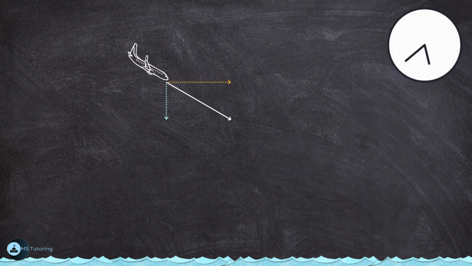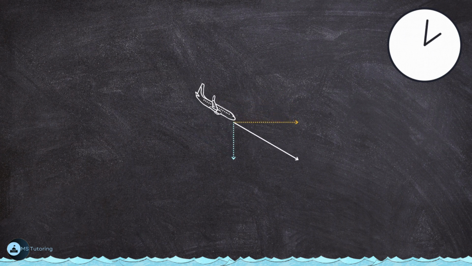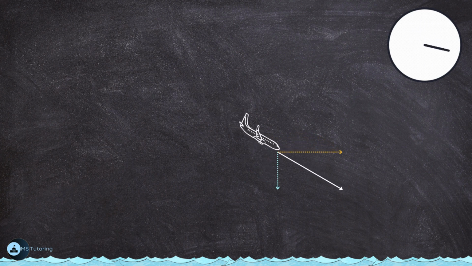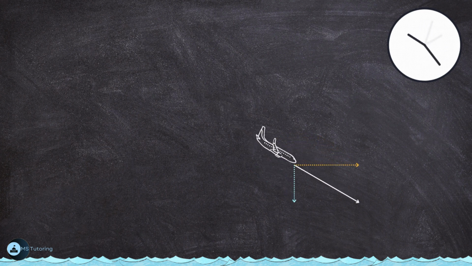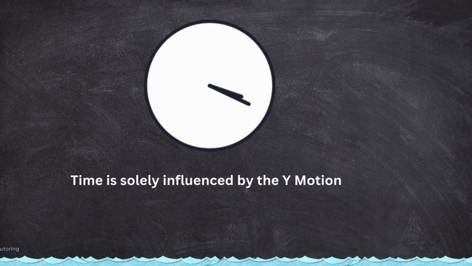So, how long your plane stays in flight has nothing to do with how fast it might be moving forward or horizontally. You only have as much time as you do initial height and initial vertical velocity before gravity will do its thing. So time is solely influenced by the Y motion.